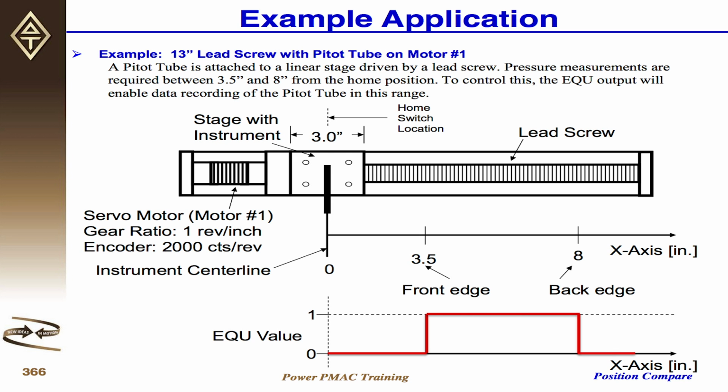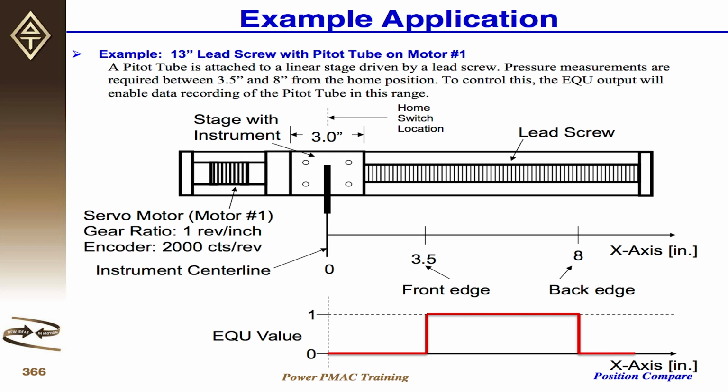Just to go over the specs of the system, the instrument itself is centered on a stage that's 3 inches wide. The stage is on that 13-inch lead screw that has a gear ratio of 1 revolution of the screw corresponds to 1 inch, and 2,000 counts of the encoder correspond to 1 revolution. So 2,000 counts of the motor is 1 inch of travel. And we want it to turn on at 3.5 inches and off at 8 inches.